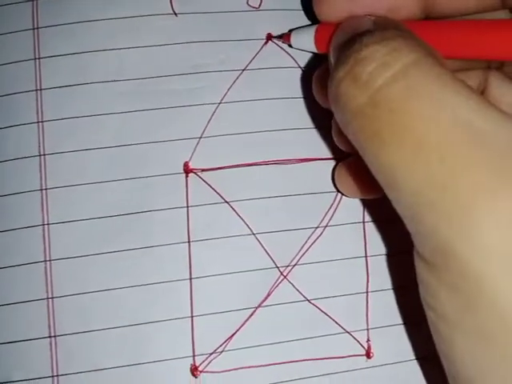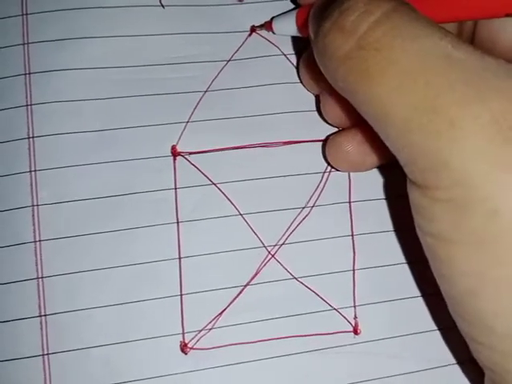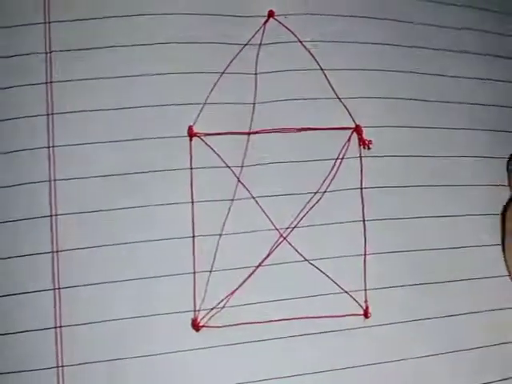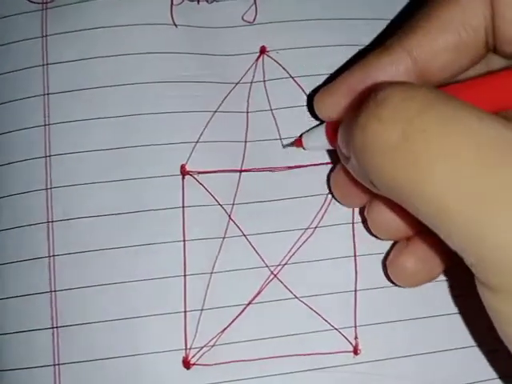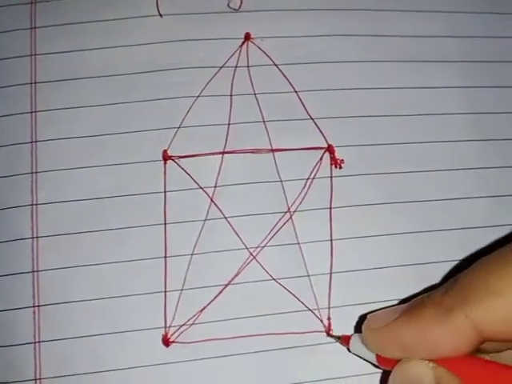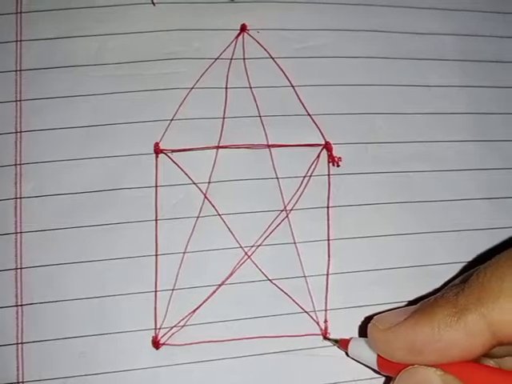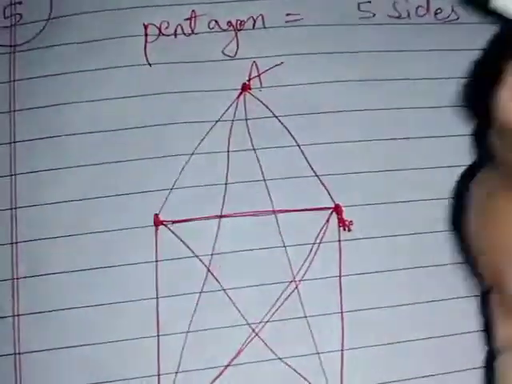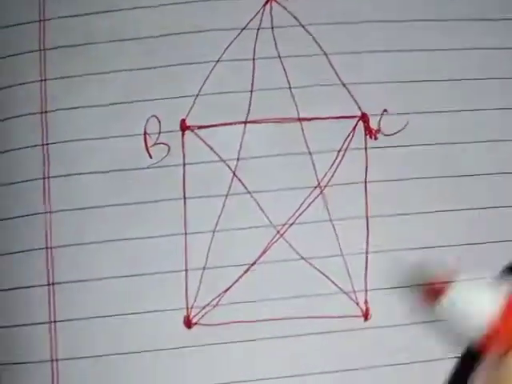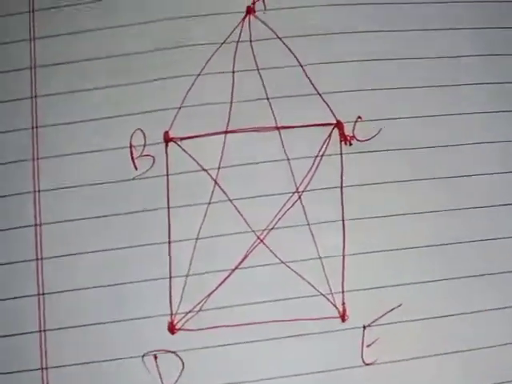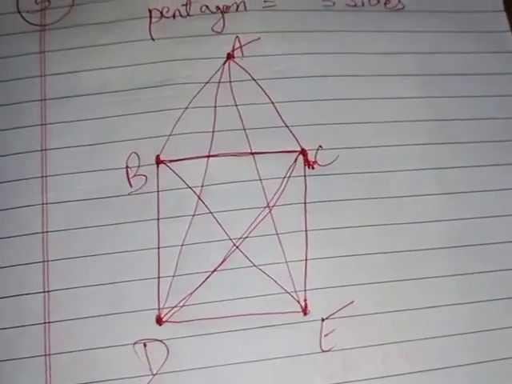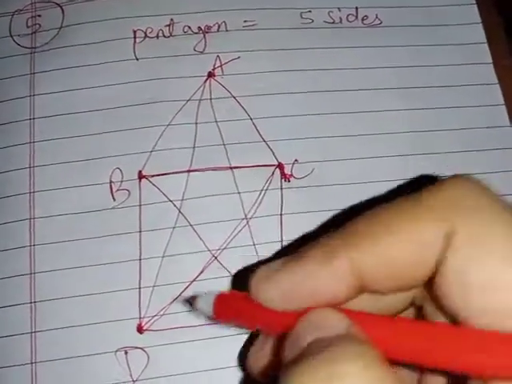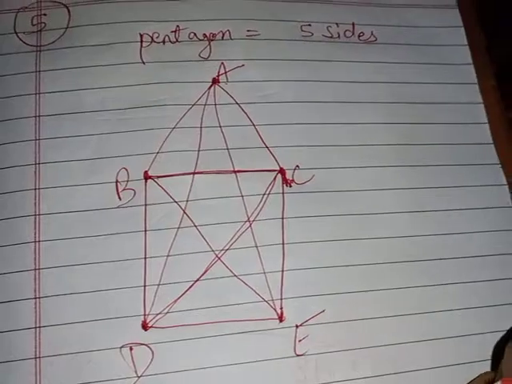Again, I can join from here. This is one vertex, right? This vertex can be joined with this vertex also. And this vertex can be joined with this vertex also. Okay? Is anything else left to be joined? Nothing is left, right? So we can give the names also. Got it clear? This is a pentagon with 5 sides which has 5 diagonals also.